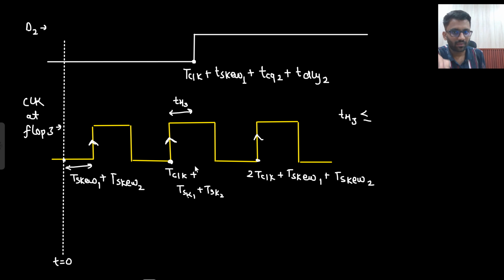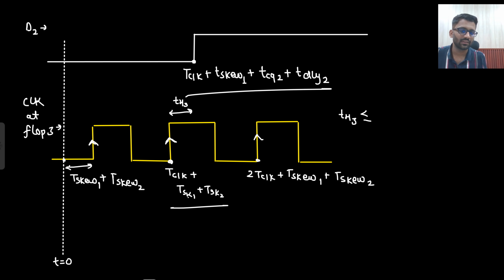D2 will come later on, after this clock it will come. So after this clock it will come. This is T clock plus T skew 1 plus T skew 2. So what is this margin? This margin minus this margin. Subtract this from this.